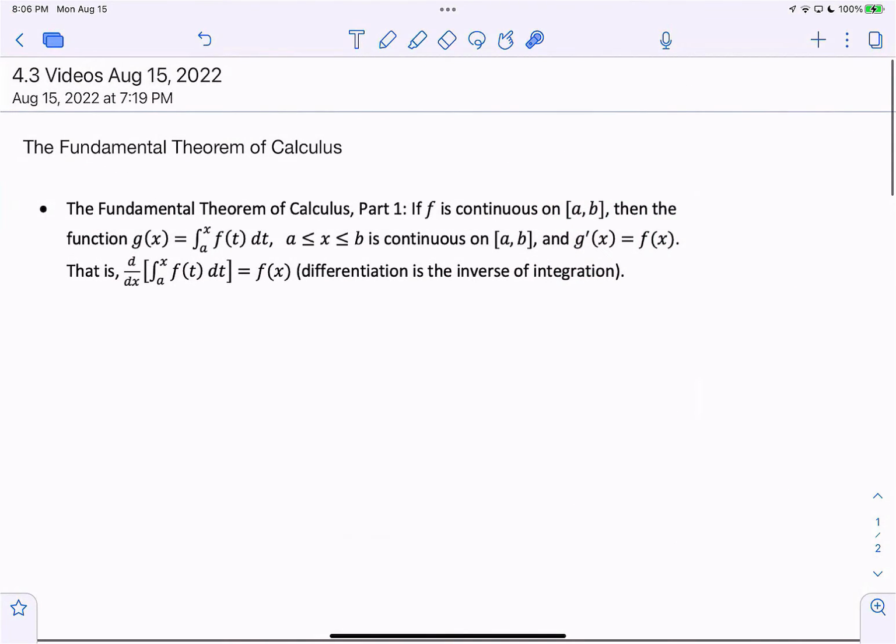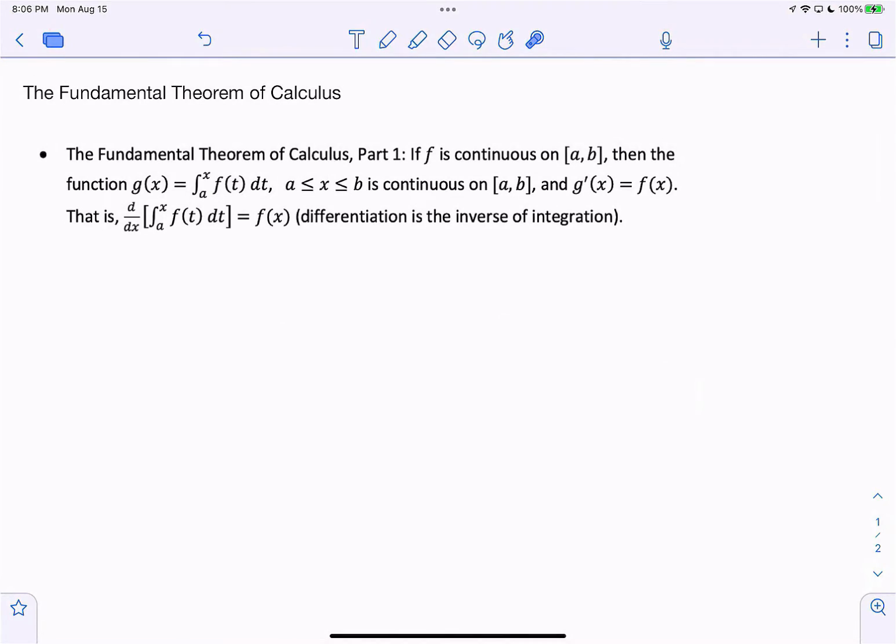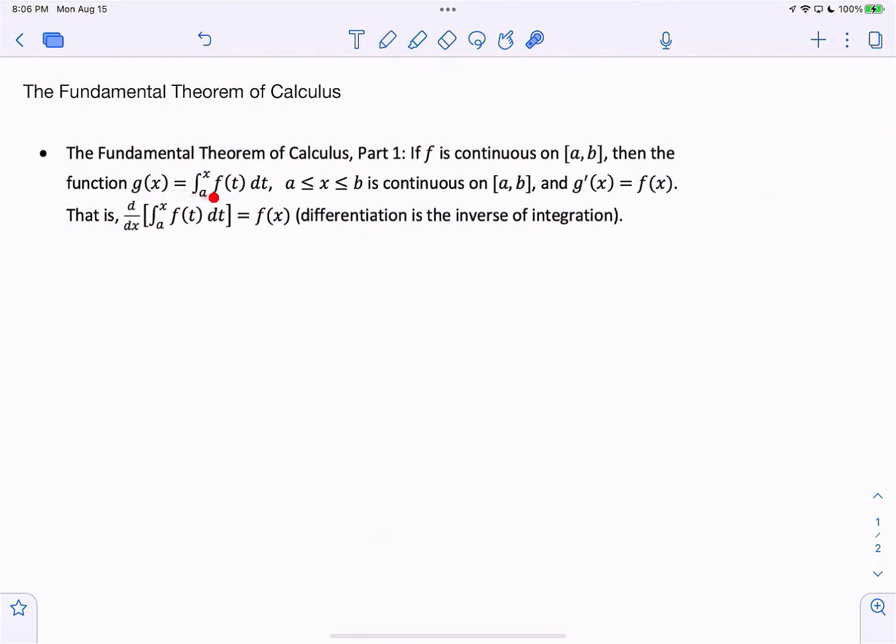That is a description of inverse functions, or an inverse operator actually, or an inverse transformation. The point though is that differentiation is the inverse of integration. They undo each other. Let's take a moment and make sure we understand this g of x function. It's kind of challenging to think about. So let's see what we can do.